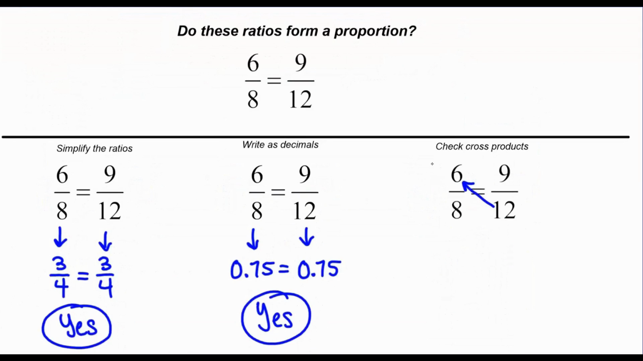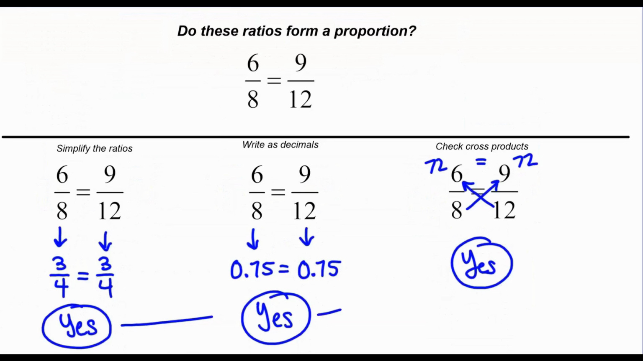Or we can lastly check the cross products. 12 times 6 is 72. And 8 times 9 is also 72. The two cross products are equal. So yes, they form a proportion. We all got the same conclusion three different ways. So it really doesn't matter which method you use, you'll get the right answer either way.